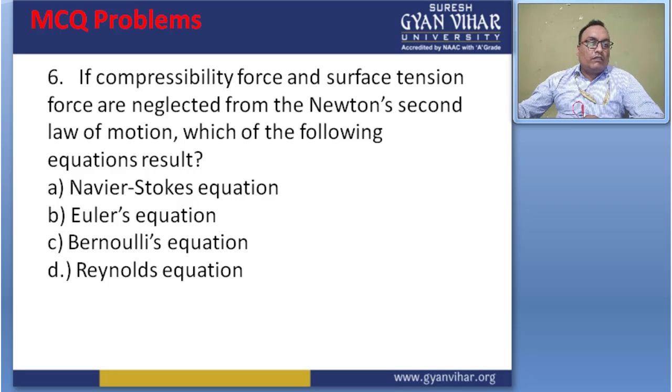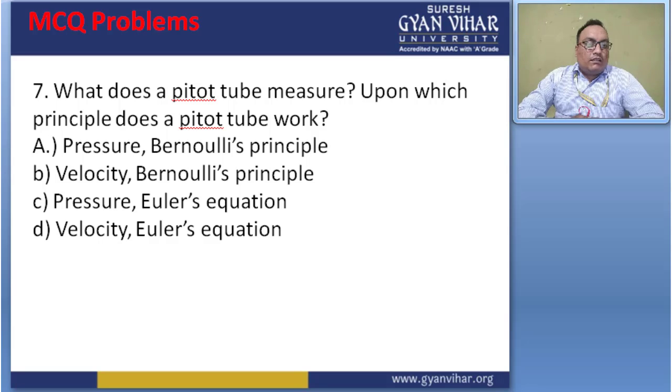For question number 6, if compressibility force and surface tension force are neglected from Newton's second law of motion, which of the following equations results? Navier equation, Euler equation, Bernoulli's equation, or the Reynolds equation. What is the correct answer for this question? Then it gives the Euler equation, right? So B is the correct answer. This is the 7th MCQ question.